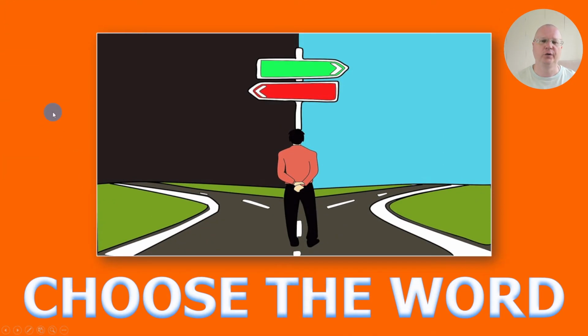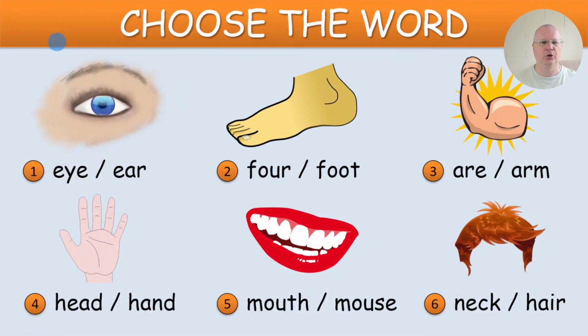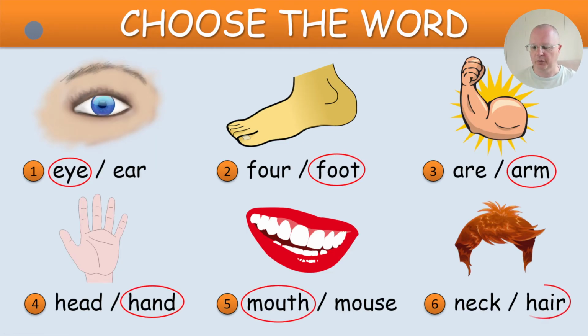Next exercise, choose the word. Yeah. So here your students need to take a look at each picture, read the 2 words, and they need to choose the correct word. So here you can do it as pair work. You can invite, for example, a pair of students from each team to the blackboard, and they need to write down the correct word as an option, or just ask them to shout it out, say it together. Again, up to you. So here we go. Eye, foot, arm, hand, mouth, and hair.